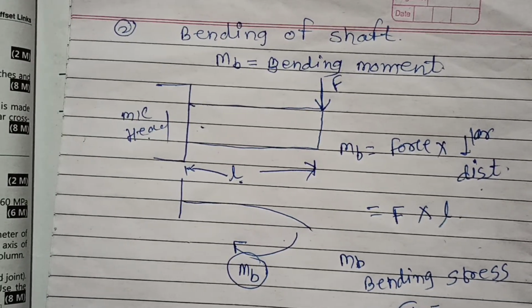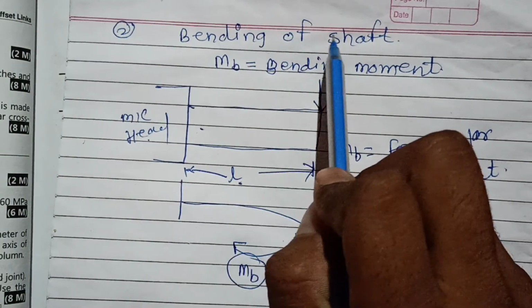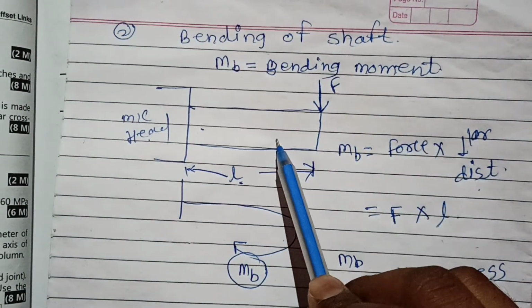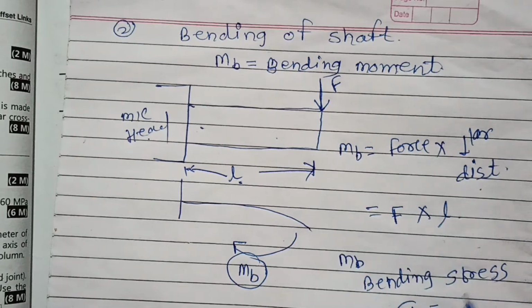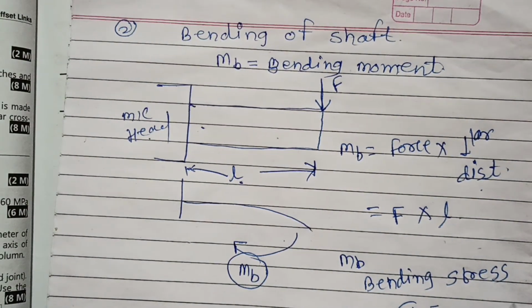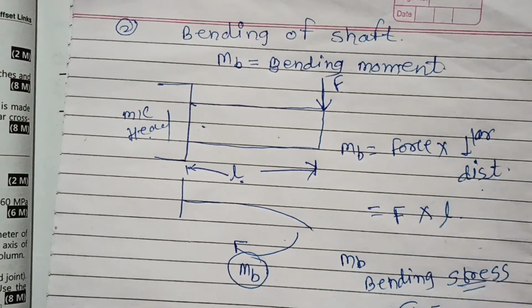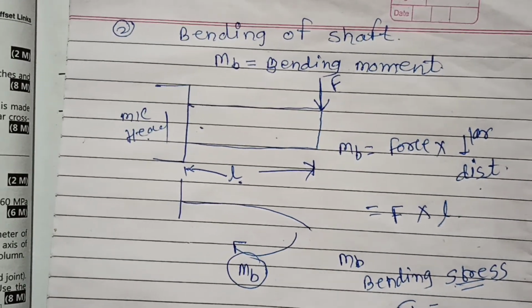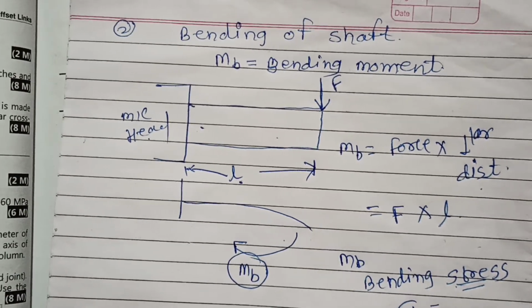Now listen once again. Due to the bending of the shaft, bending moment is created in the shaft, and due to this bending moment, bending stress is created in the shaft. Here two types of stresses are developed in the shaft. The first one is bending stress, and the second one is the shear stress, tau.